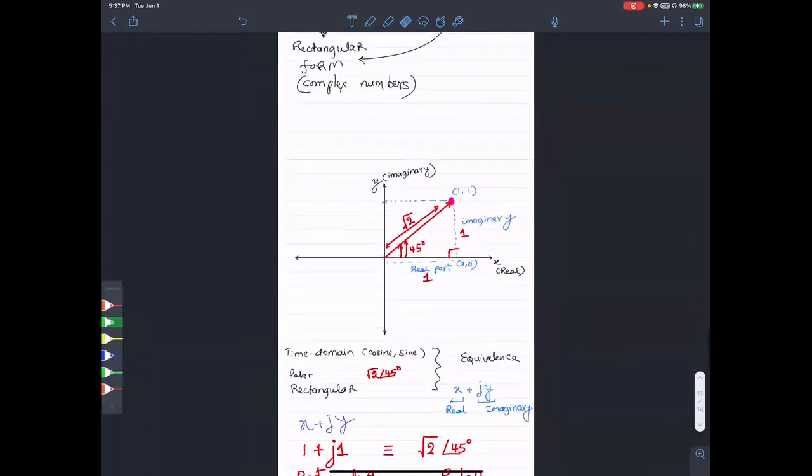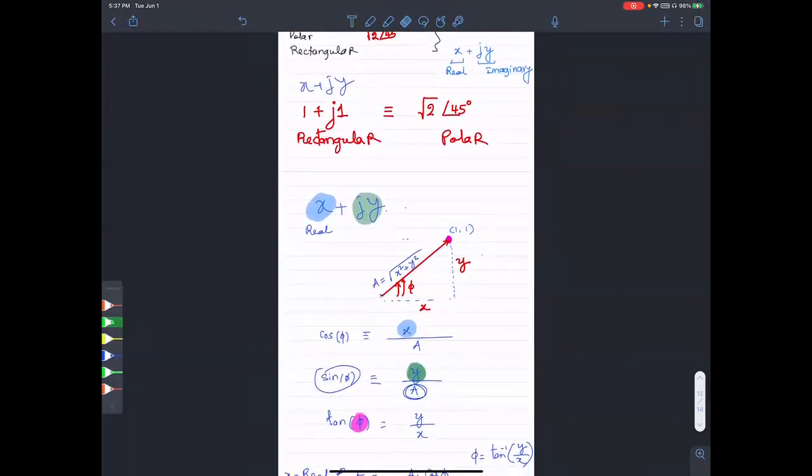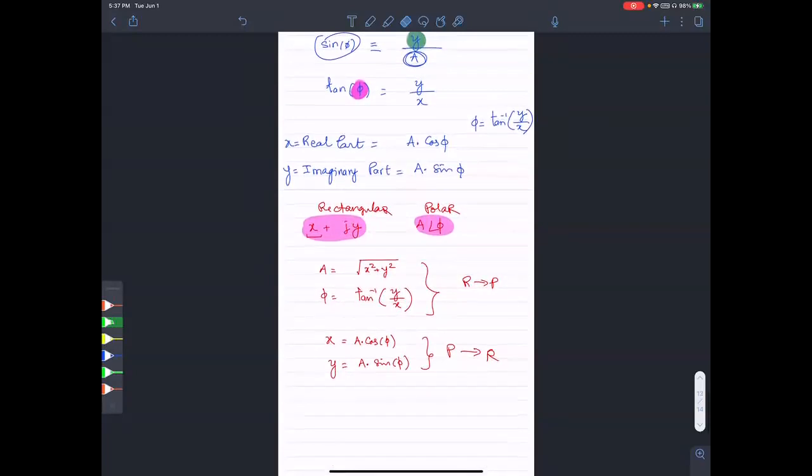And in the next class, I will come back and show you how easy it is to work on different circuits when you have sinusoid inputs, if you get this part down.